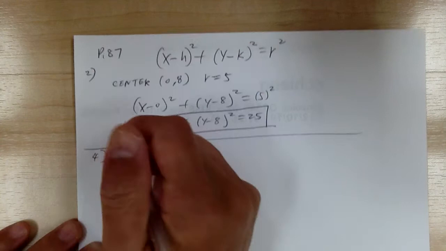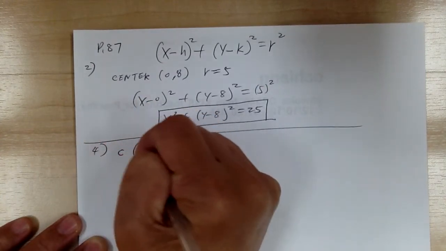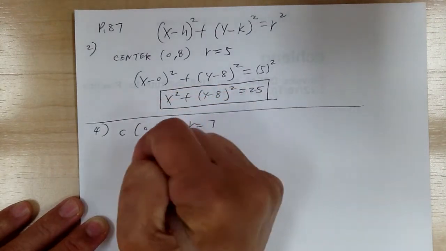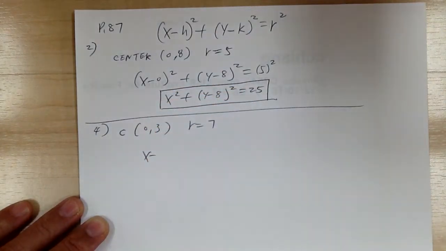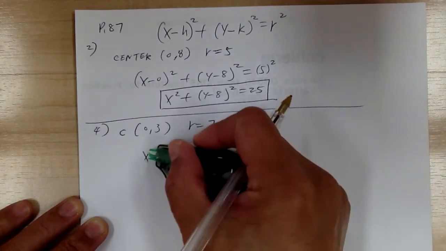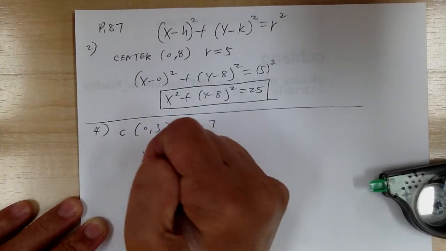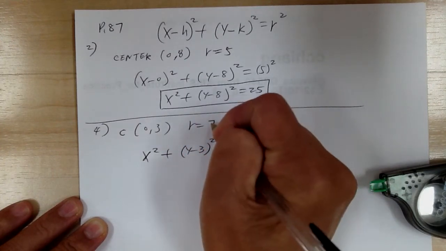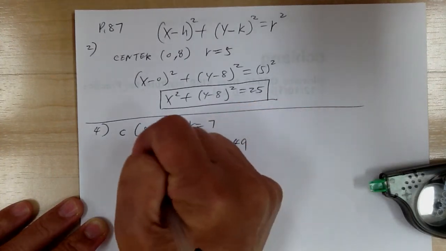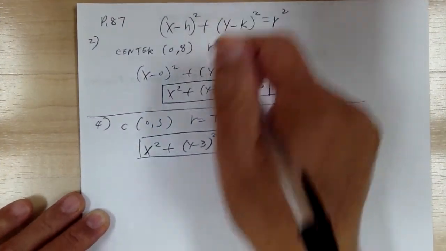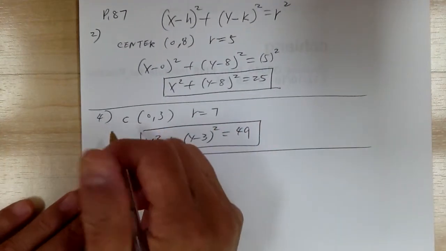Okay, so number 4, the center is at (0, 3) and the radius is 7. So you've got x minus 0, which you don't need, so I'm just going to drop that. So you're going to get x squared plus y minus 3 squared equals 7 squared, which gives you 49, and that's it. Okay, so once you know the template, you can just apply it, and it's very straightforward.